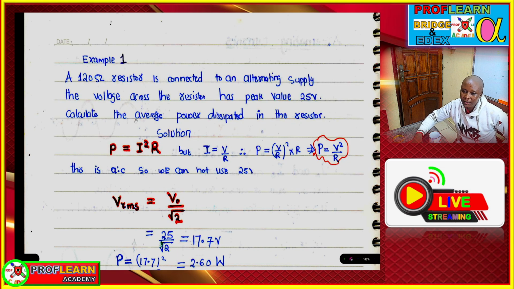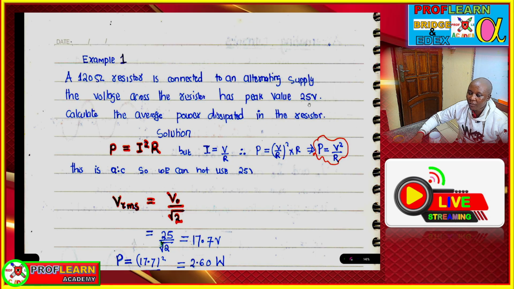Now, let's look at an example here. An alternating current is connected to a 120 ohm resistor, and the peak value of that alternating current is 25 volts. Calculate the average power. Remember, power is I squared R, but I is V over R.